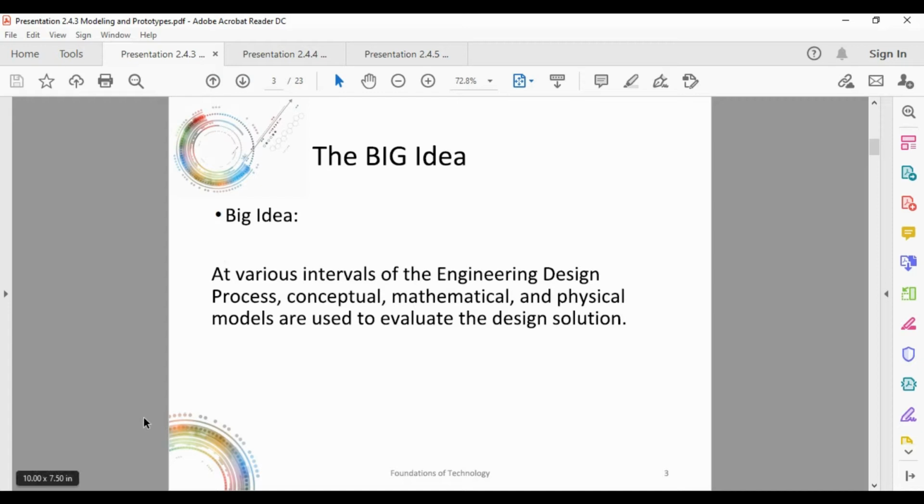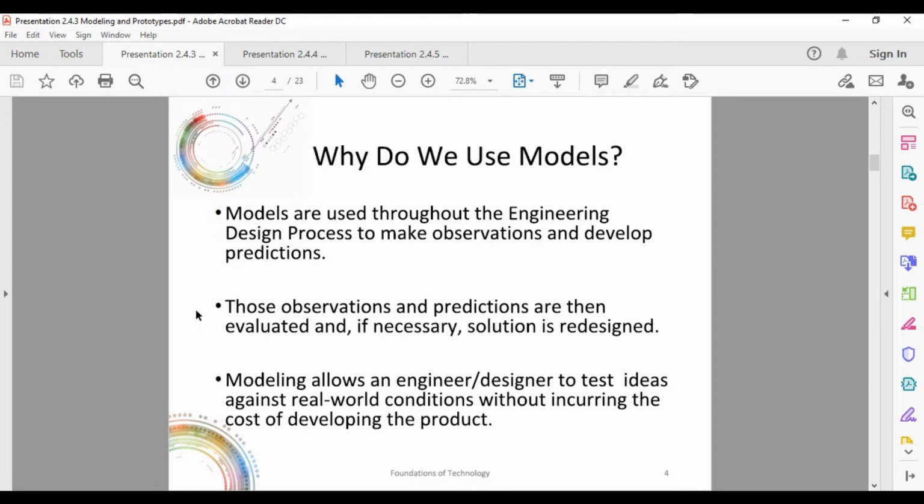So at various intervals of the engineering design process, conceptual, mathematical, and physical models are used to evaluate the design solution. So this is where a lot of your background work is going to come into play. This does get into the part where most people will consider the fun element of engineering, because you do get into things like prototyping, but there's still just a tremendous amount of work that gets done before you ever get to this point.